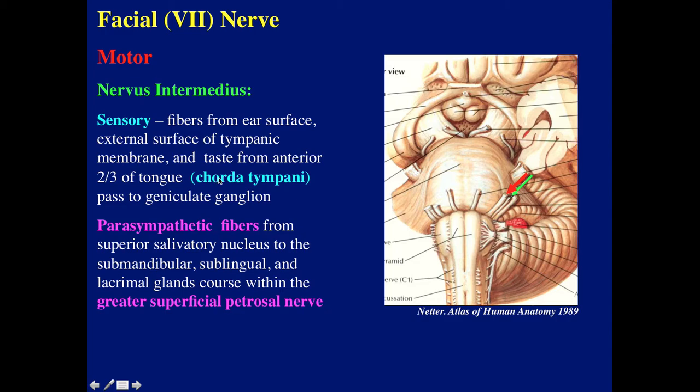The nervus intermedius has two components, a sensory component with fibers from the ear surface, external surface of the tympanic membrane, and taste from the anterior two-thirds of the tongue via the chorda tympani, which all pass to the geniculate ganglion. Then another component is parasympathetic fibers from the superior salivatory nucleus to the submandibular, sublingual, and lacrimal glands. These fibers course within the greater superficial petrosal nerve.